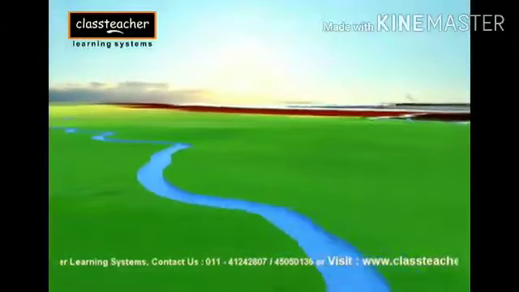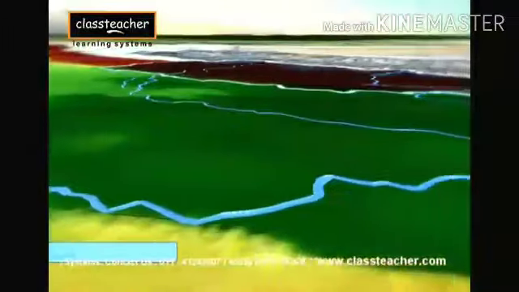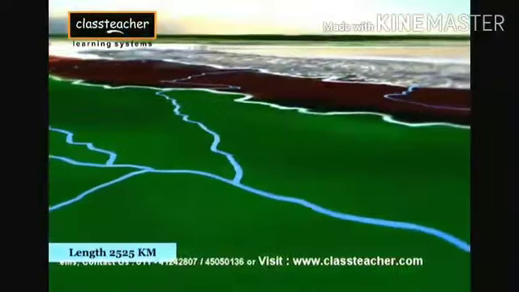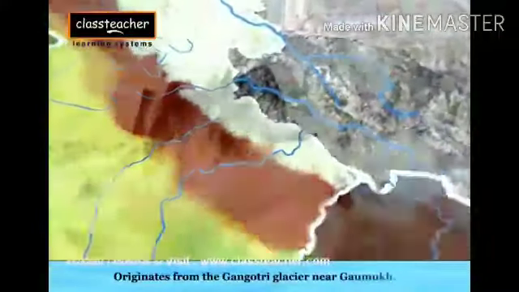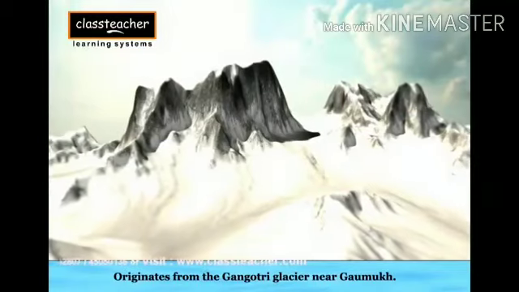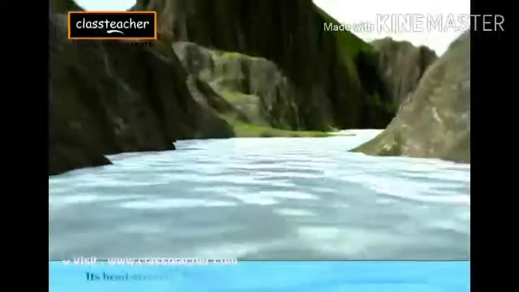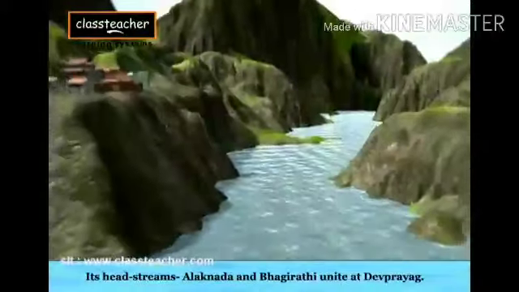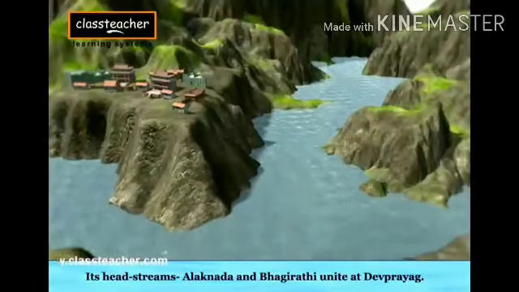The Ganga river system. The Ganga is the most important river of India. The length of the Ganga river is 2,525 kilometers, out of which 2,415 kilometers is in India. It originates from the Gangotri glacier near Gaumukh. Here it is known as the Bhagirathi. The river acquires its name after its head streams Alaknanda and Bhagirathi that unite at Devaprayag.